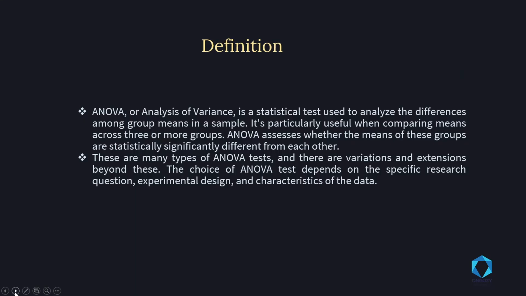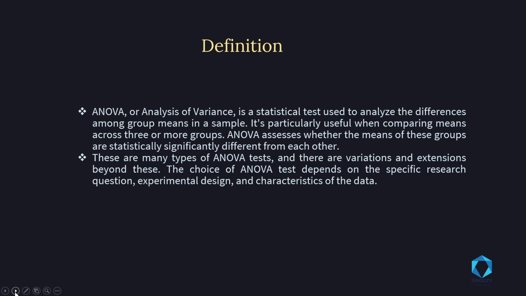So we begin by describing ANOVA. That is the analysis of variance. ANOVA means analysis of variance. It is a statistical test used to analyze the differences among group means in a sample. It's particularly useful when comparing means across 3 or more groups. ANOVA assesses whether the means of these groups are statistically significantly different from each other.